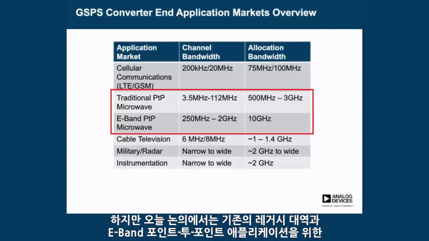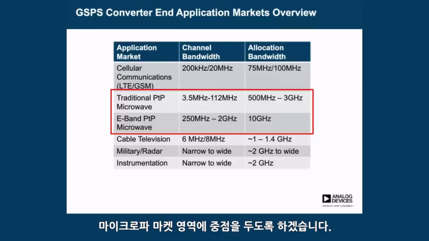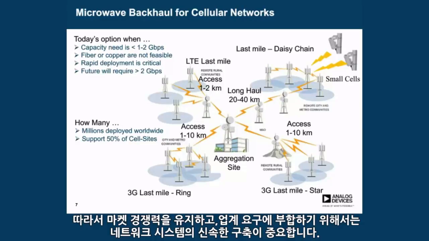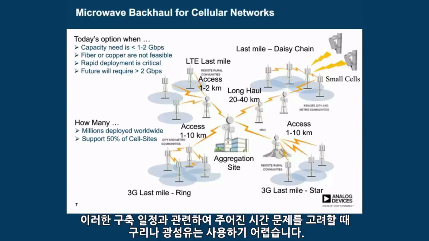For this discussion, however, I will primarily focus on the microwave market segment, both for the traditional legacy band and E-band point-to-point application space. As I mentioned previously, there's increasing demand for higher capacity, and the growth rate is exponential, meaning rapid deployment of network systems is critical to staying competitive in the market and meeting the industry needs. Therefore, often fiber or copper is not feasible given the timescale of these deployment schedules.